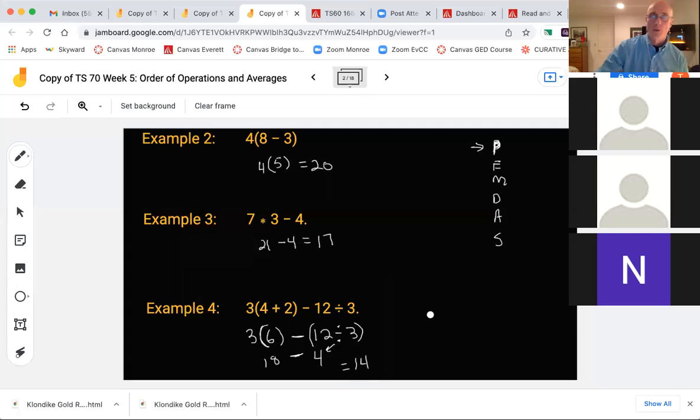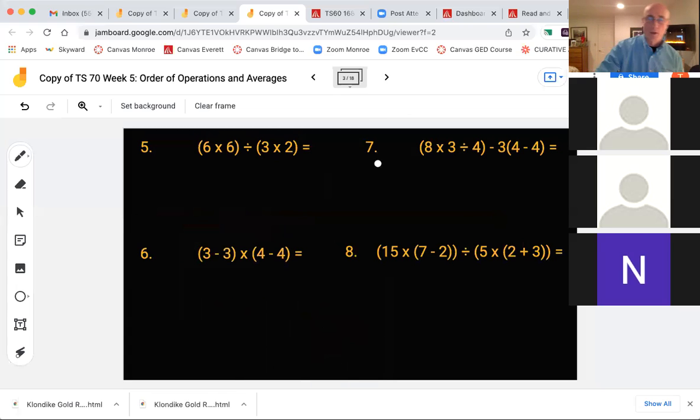So I walk through the order of operations going down the line, P, E, M, D, A, S. And when I get to the MDAS, I do them from left to right. Okay, multiply, divide, add, and subtract. All right, let's take a couple that are a little bit more complex. Go ahead and copy number 5 down, which is 6 times 6 divided by 3 times 2. Okay, and we'll walk you through that one at a time.